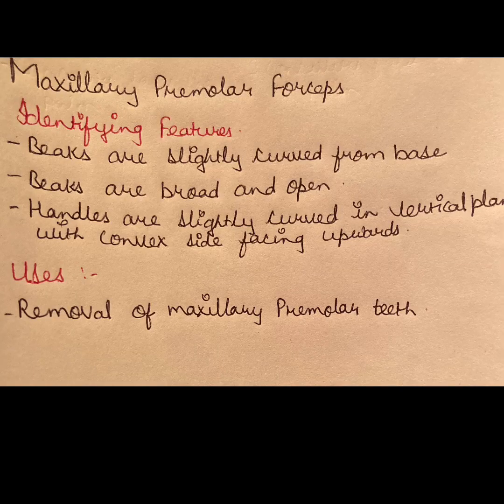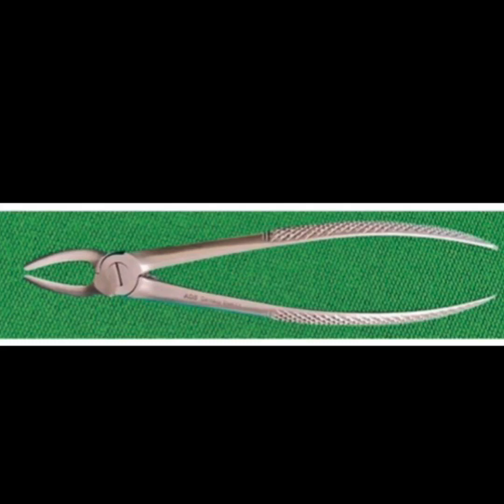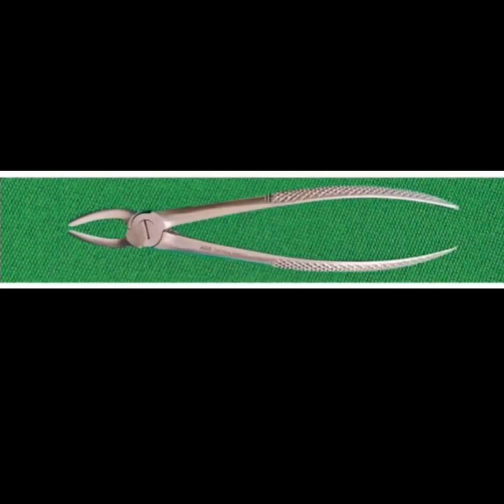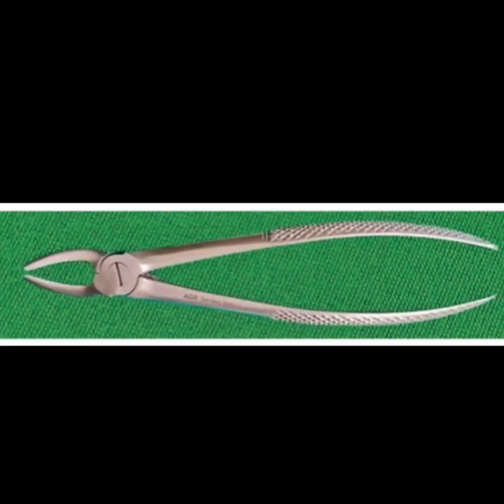Maxillary premolar forceps. How will you identify? Number 1. Beaks are slightly curved from the base and the beaks are open. These are used for the removal of maxillary premolar teeth. In this pic, you can appreciate the curved beak from the base, and the beaks are broad and open. We have right maxillary premolar forceps and left maxillary premolar forceps. First, you have to engage the maxillary premolar in the buccal and the palatal pedial space parallel to the long axis of the tooth, and the movement you will give is buccal and palatal.